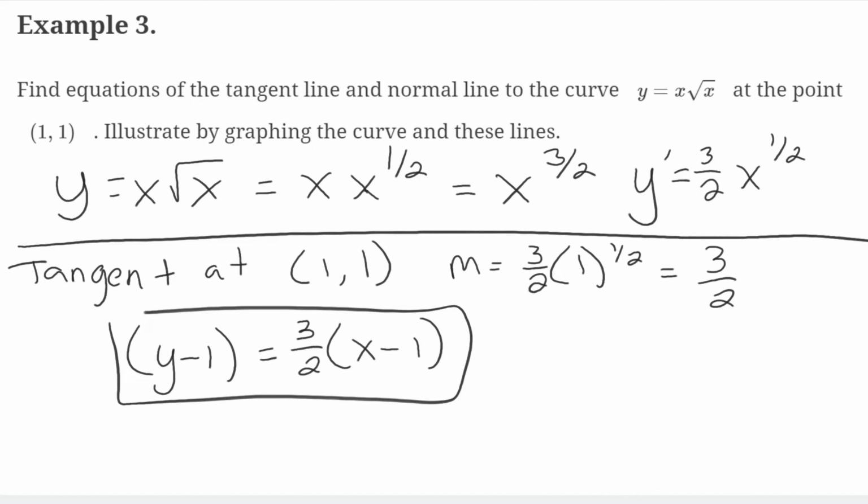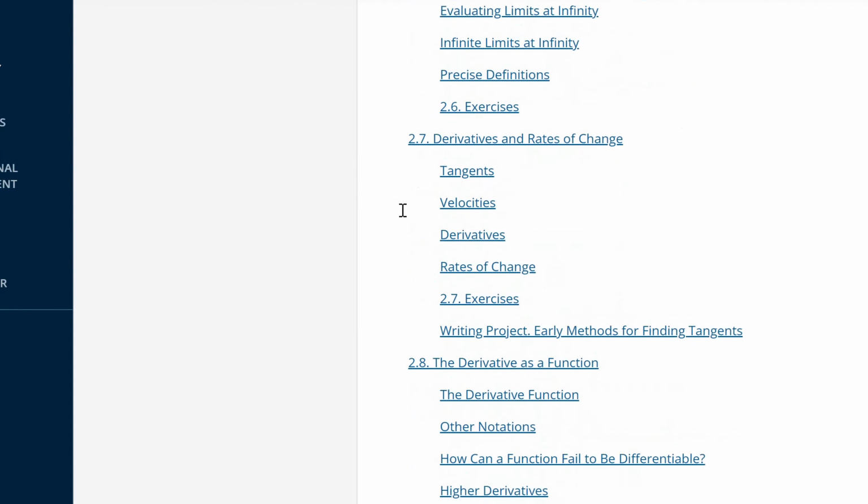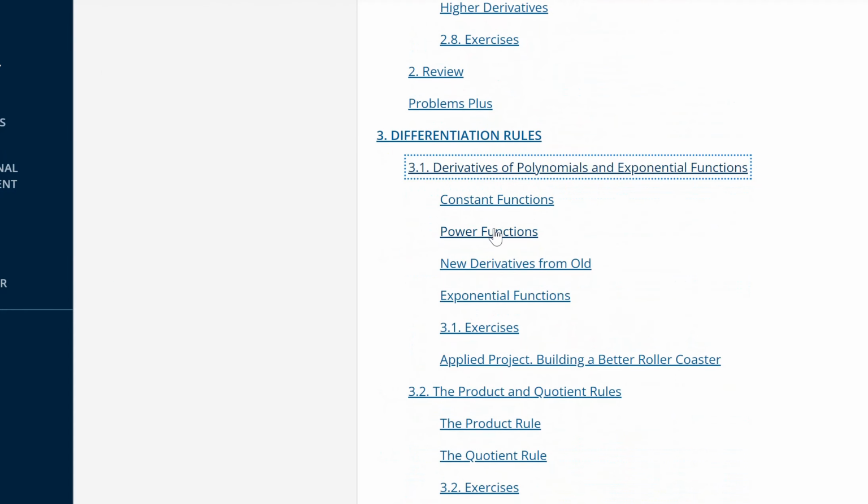What's a normal line? It's just find the equation of the tangent line and normal line. It's the same thing. The curve, right? Hold on. I don't know the answer to that question.